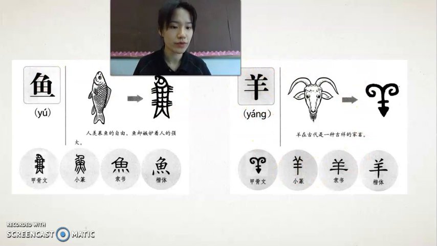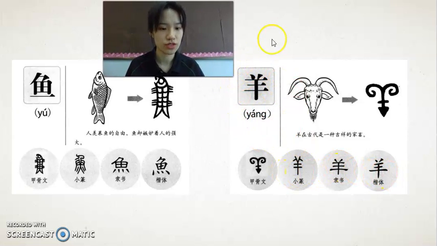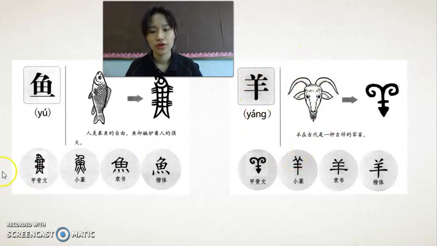And on the right part, we have the goat. The goat has a special horn, and we drew it, and then after time it changed and became this, 羊, goat. Okay, so these are some examples of pictograms.